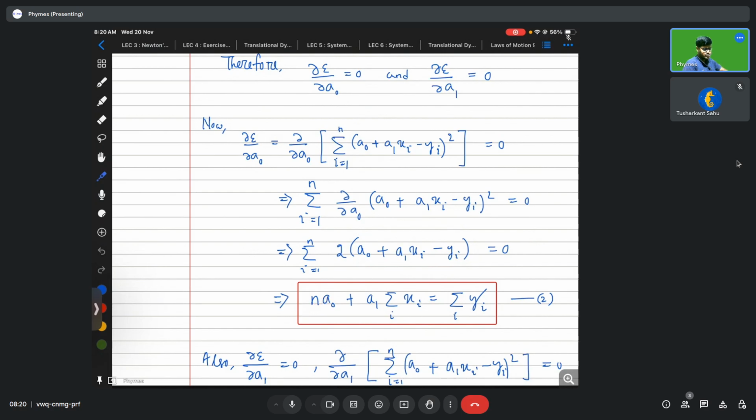And if you now take the summation of this whole term here, then this a0 will be added n times. So the term here is n a0, right? And then the a1 will be outside, and take the summation of xi, and then take this yi to this side, and the summation of yi is given here, right? Or is there any problem? It is correct, right?